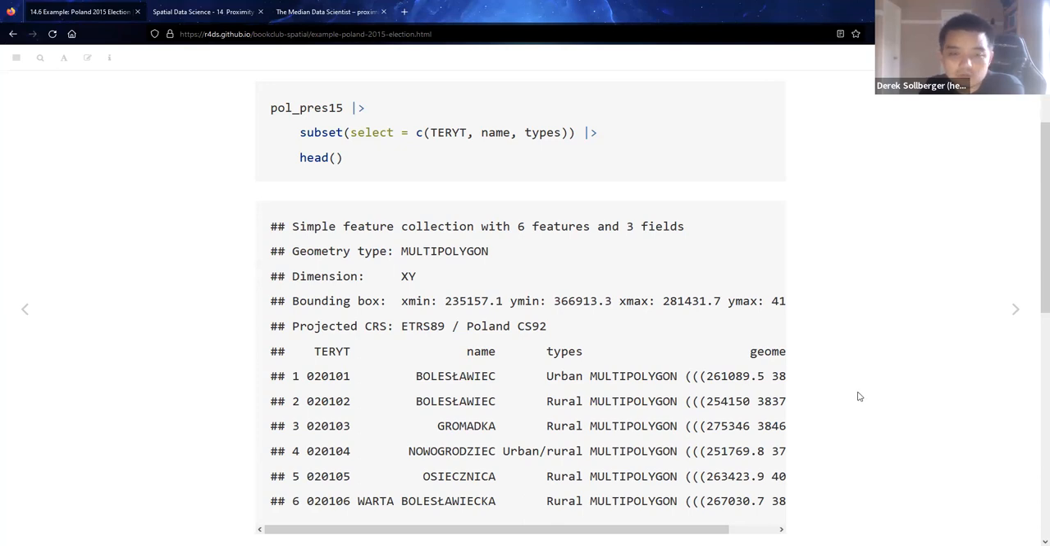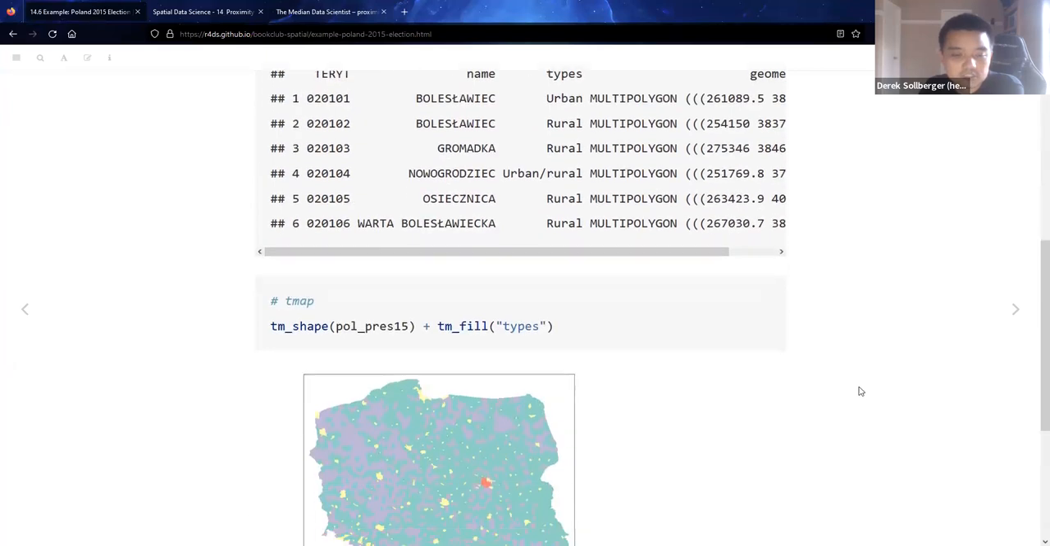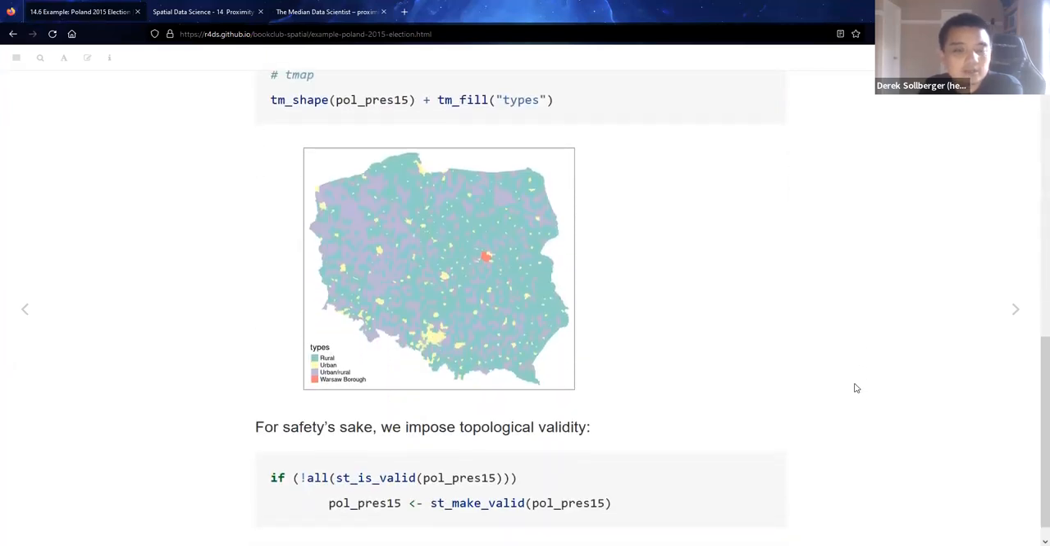Thanks to our knowledge of tools such as tmap, we could quickly get a visual, and this is the country of Poland that we're considering here. The urban areas are in yellow. The rural areas are in green.